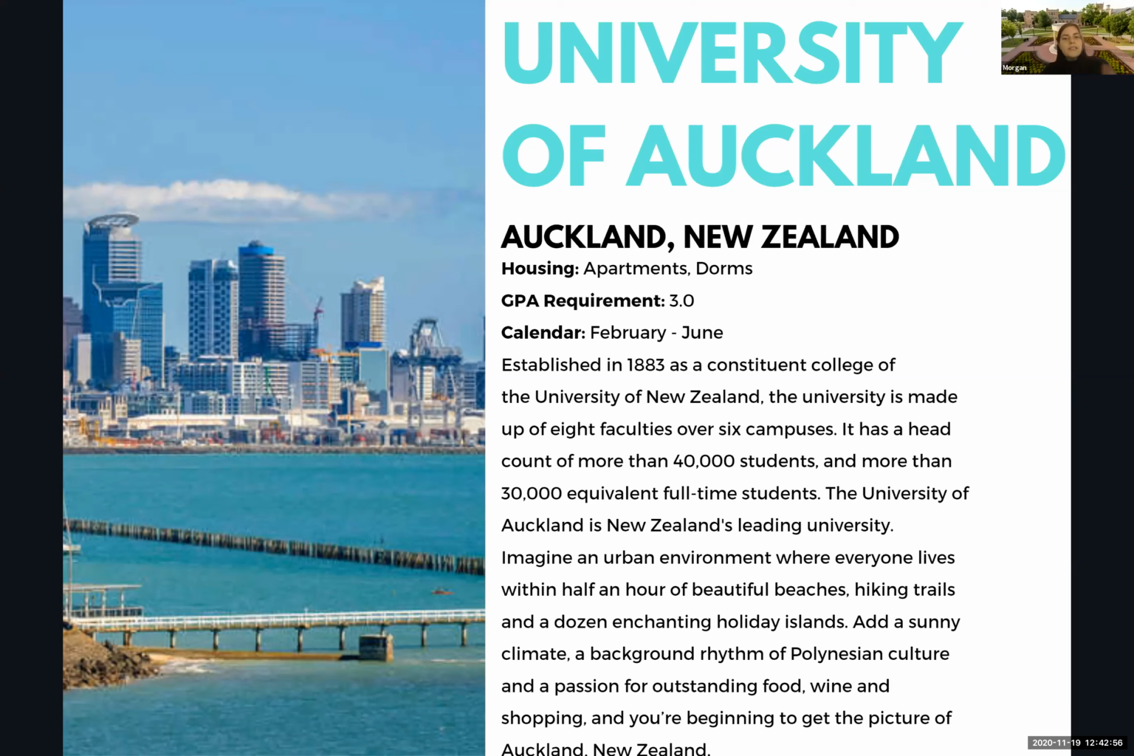Their calendar is slightly different from ours because they're in the Southern Hemisphere, so their seasons are flipped. Their summer is December and January, so they don't have classes then. The spring semester is late February to June, and then the fall semester is late July to November. So that's something to think about. A lot of students really like New Zealand if you're really into the outdoors, and there's lots of nature and really cool nature type things.